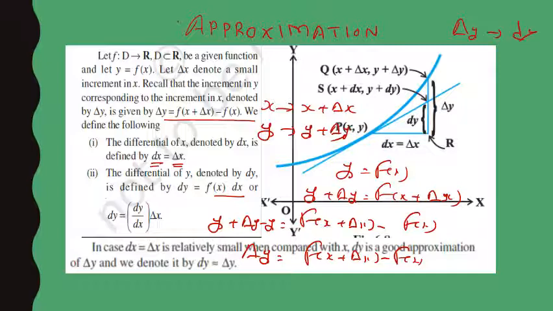This is the approximation. Or delta y by delta x becomes dy by dx. This is the same as our first principle problem. I think you are remembering the first principle problem in differentiation. Same method only we are following here.